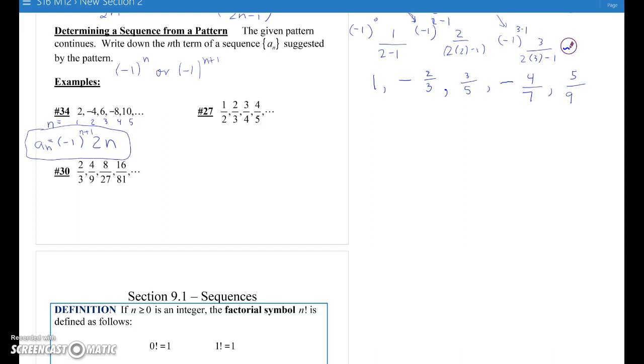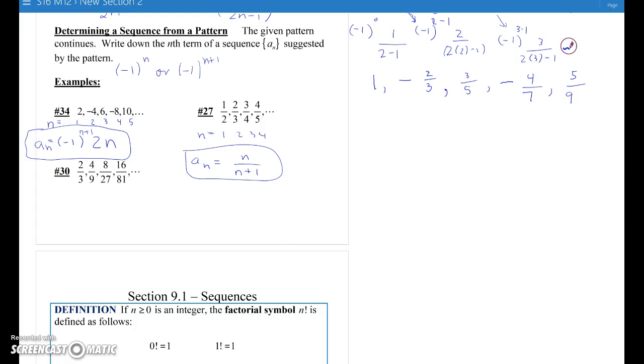for this sequence. Okay, so let's look at the next one. And we have 1, 2, 3, 4. This one looks a little easier. It looks like the numerator just is the n, and then the denominator is just 1 larger. So that's the formula for a sub n from this pattern.